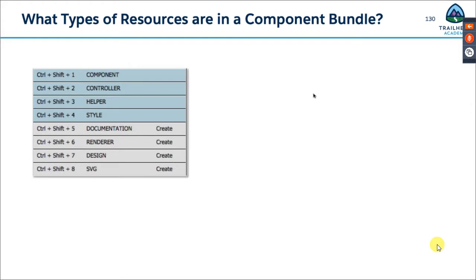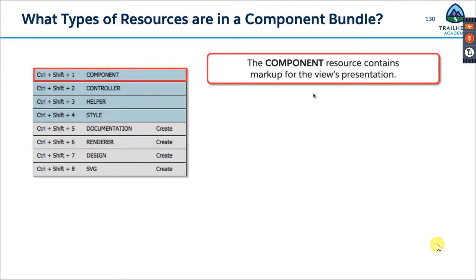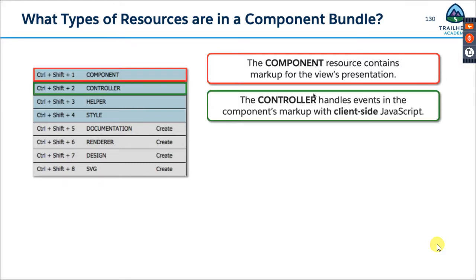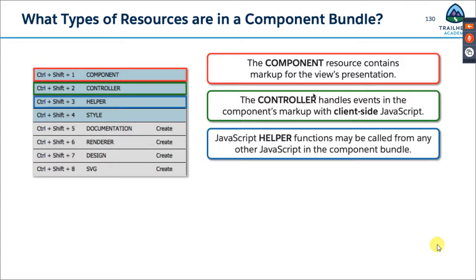So what are the elements or the resources of the component bundle? Or what are the files in the component folder? First and foremost, we have the component. This is where you put your markup. This is what defines the UI. Then JavaScript will be placed in the controller and the helper. Think about the controllers as triggers, and the helpers like the trigger handler classes that you build. This is probably the closest comparison that I have been able to think of.